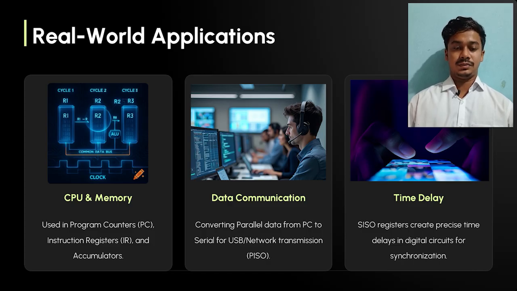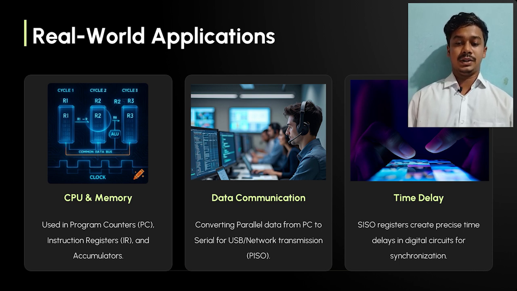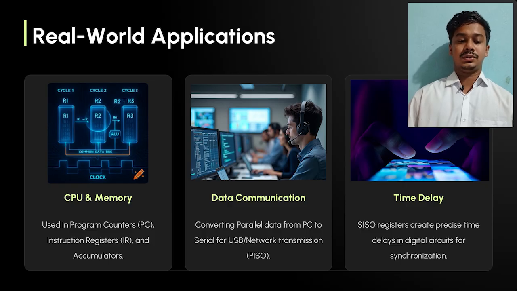Data communication. Registers are vital for transmitting data. To send information over USB or a network, we must convert parallel data into serial data. This is handled by parallel in, serial out. Time delay. To create precise time delays, serial in, serial out registers hold data for a specific number of clock cycles, which is critical for synchronization, ensuring that parts of the digital circuit operate in perfect time.